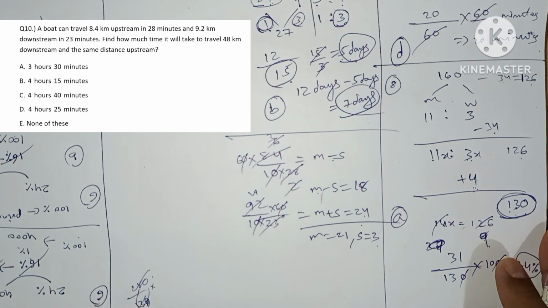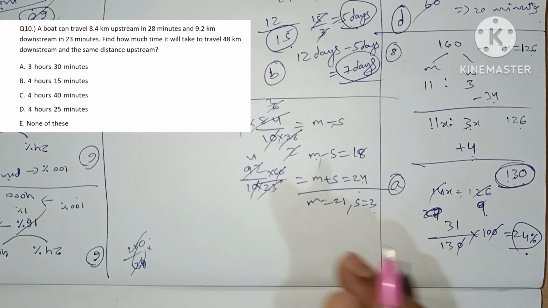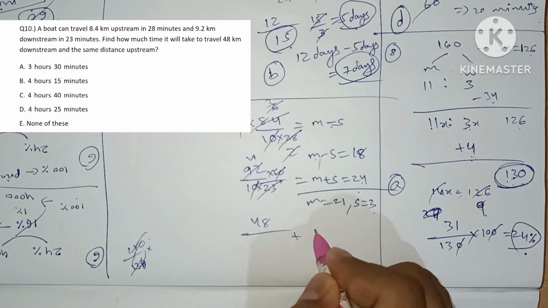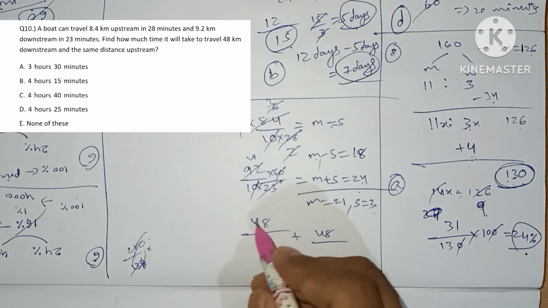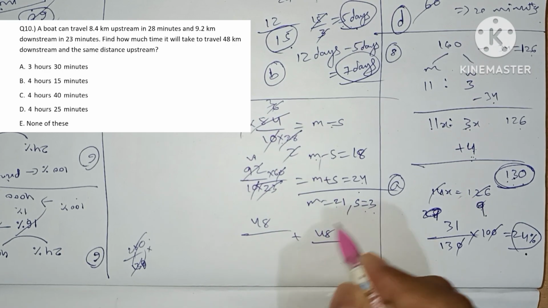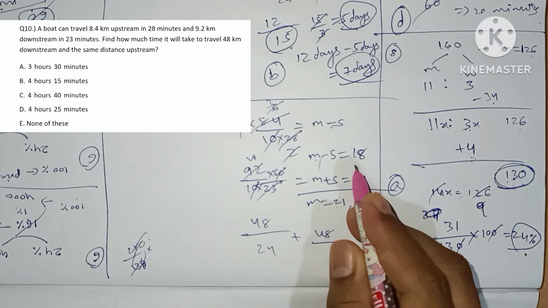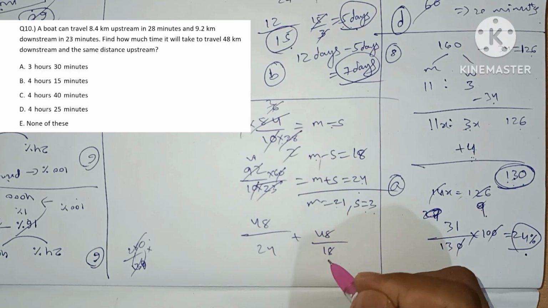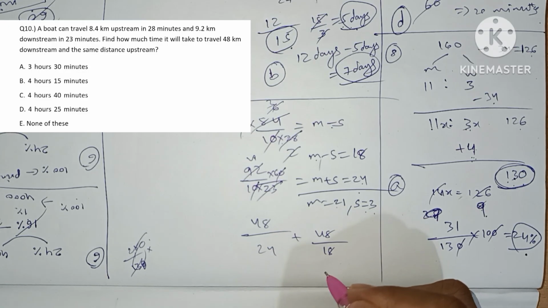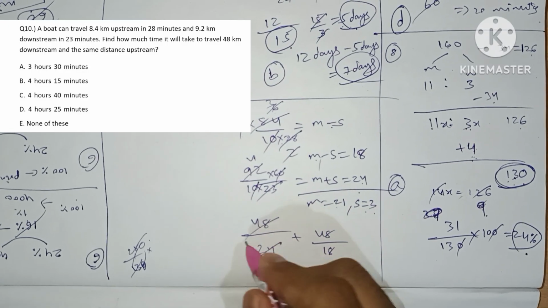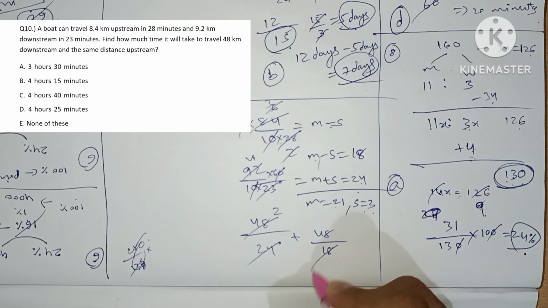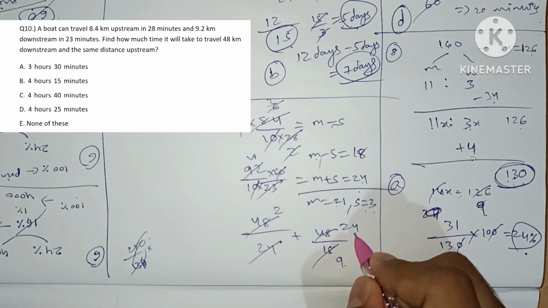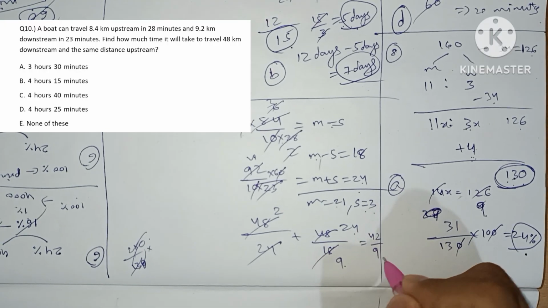Now the question asked is to find how much time it will take to travel 48 kilometers downstream and 48 kilometers upstream. Downstream means the sum of these two, which will be 24. Upstream means the difference between these two, which will be 18. So we need to find the solution for this one. Here we have 24 2 times. This will be 2 9 times, 2 24 times. 9 2 times 18, 18 plus 24, which will be 42 divided by 9.